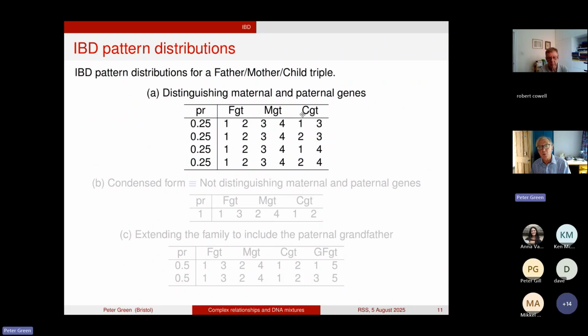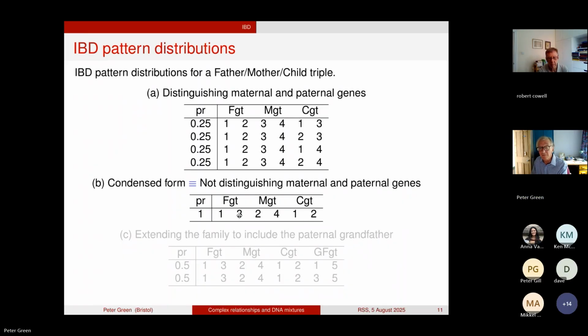Well, the child will have 1 gene from the father, 1 from the mother, and the 4 possibilities are there: 1, 3, 2, 3, 1, 4, and 2, 4. But if we don't care about maternal and paternal genes, and if we don't care about the order of the 2 genes, then all of those 4 patterns are the same.